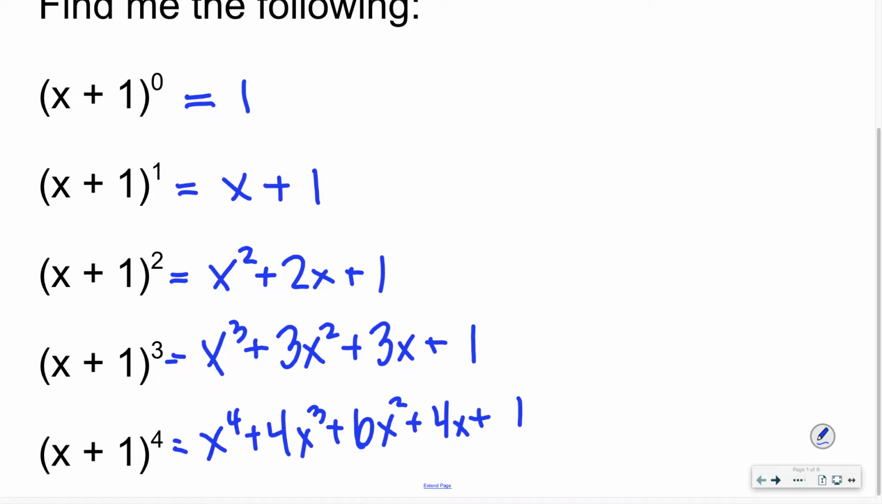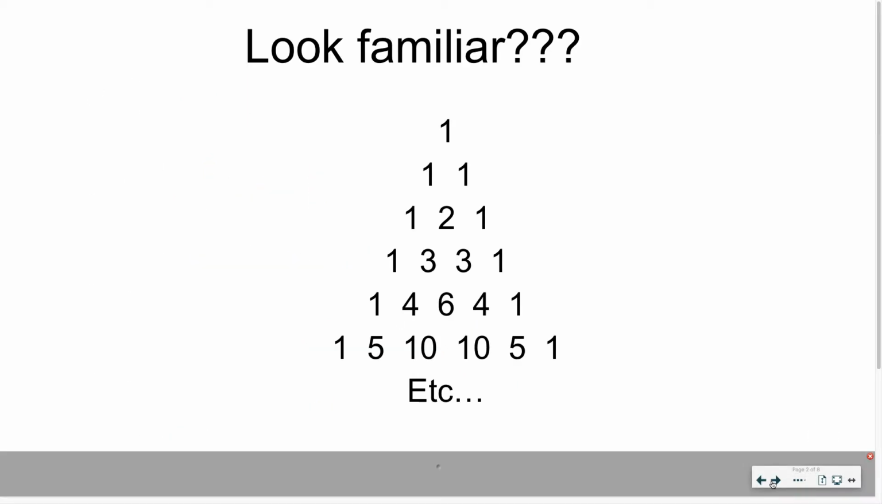Do you see a pattern? What's the pattern? It's part of that triangle. Pascal's triangle. If we look at the coefficients, 1, 1, 1, 1, 2, 1, 1, 3, 3, 1, 1, 4, 6, 4, 1, we have what is called Pascal's triangle. Okay.